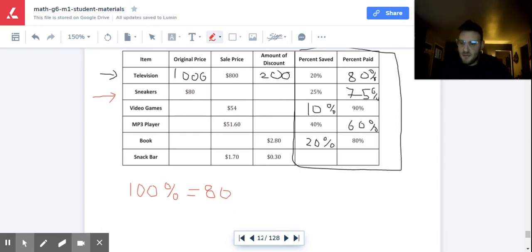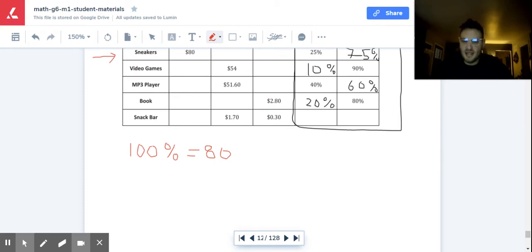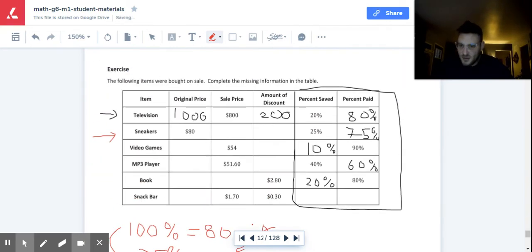They saved 25%. So they ended up paying 75%. So let's see what 25% is. So how do we get from here to here? We divide by 4. It's a benchmark percent. So divide this by 4. 80 divided by 4 would be 20. So they saved $20. And remember, this is dollars. And so then if they saved 20 and the original was 80, how much did they pay? They paid 60. Easy enough.